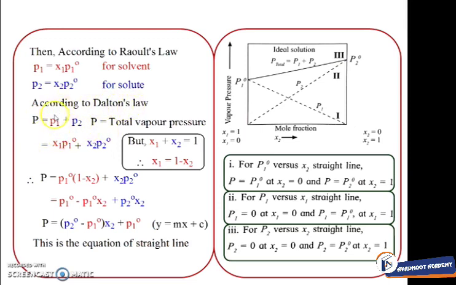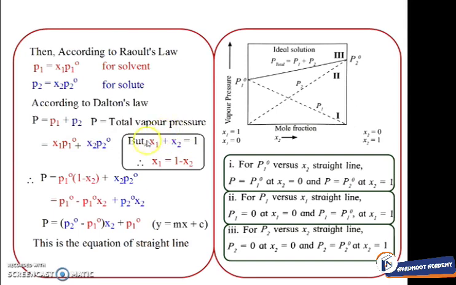Now when we substitute the value of P1, that is P1 is equal to x1 into P10, as well as the value of P2, that is P2 is equal to x2 into P20, then the total pressure is the sum of these two terms, that is x1 into P10 plus x2 into P20.